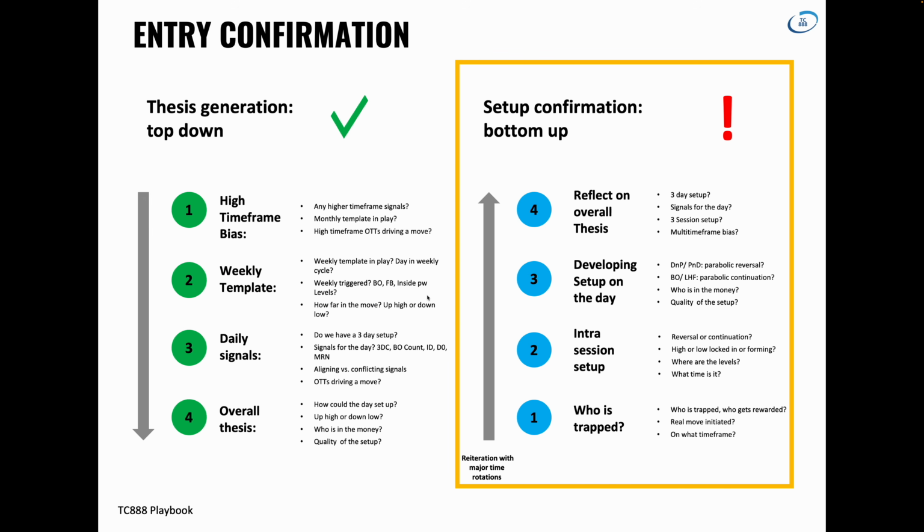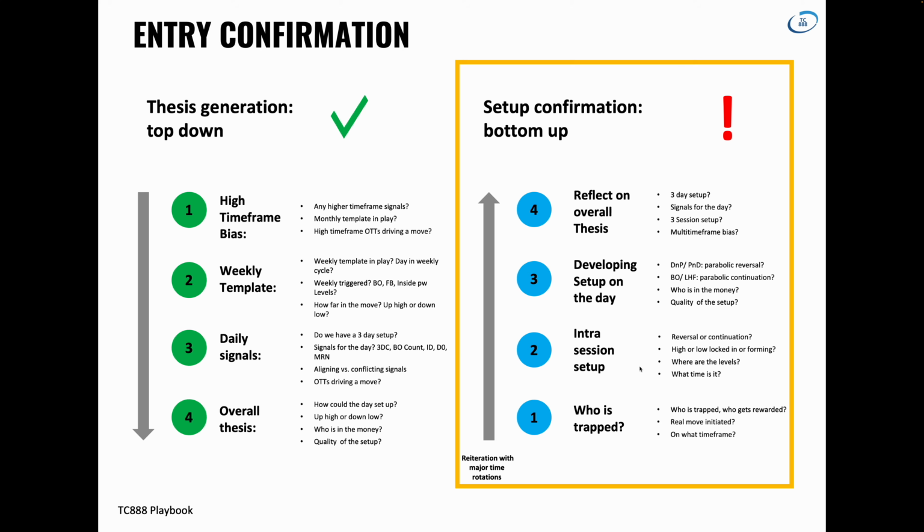Next stage, coming into the session, we are now looking at behavior of price and look to confirm the setup and an entry. How are we doing that? As discussed, we are approaching this bottom up. So we are really looking at what is happening at the moment in the session at first. And then we reflect backwards to our thinking of before. So we are checking who is trapped.